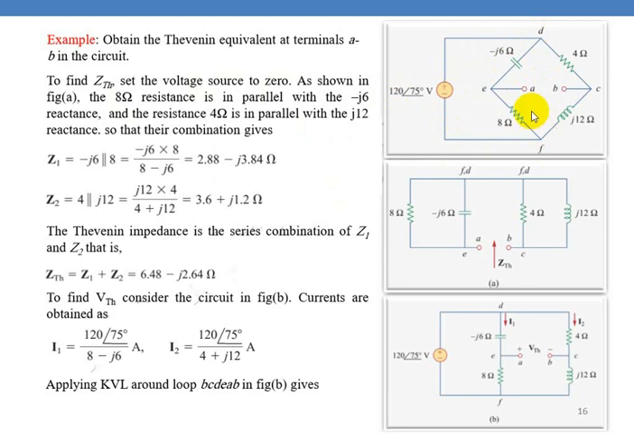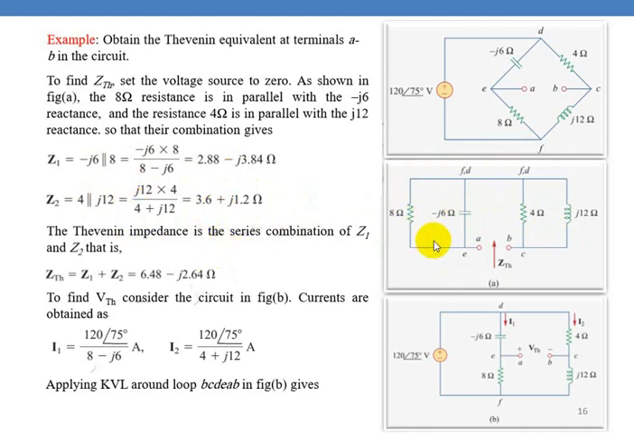So now you redraw this circuit. Now this 8 ohms comes in parallel with minus J6, and similarly this 4 ohms comes in parallel with J12. So you draw the network like this. Now these two are in parallel, these two are in parallel. Now you call this Z1 and this Z2. Z1 is 8 parallel with minus J6, so this gives you 2.88 minus J3.84. Similarly, Z2 is 4 parallel with J12, and this gives us 3.6 plus J1.2 ohms.